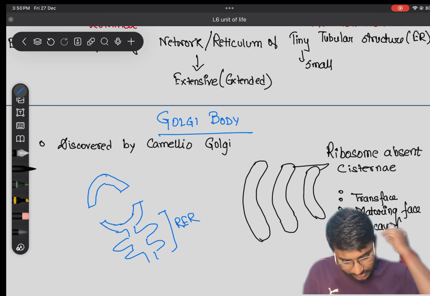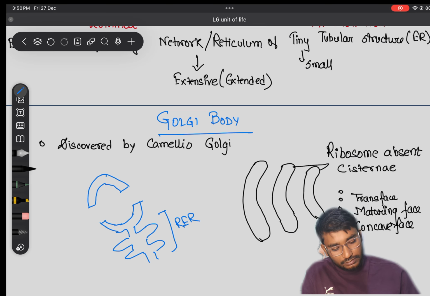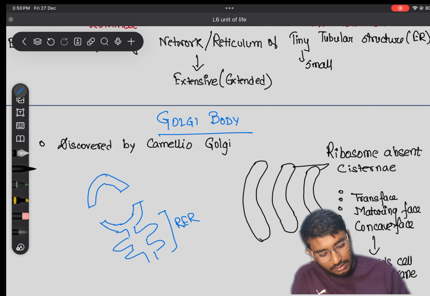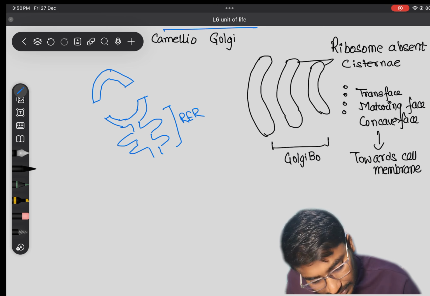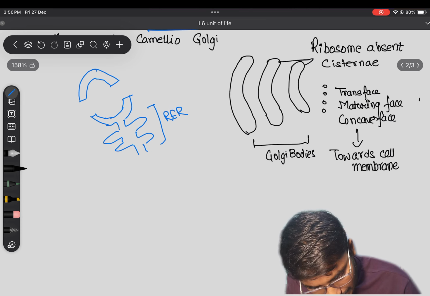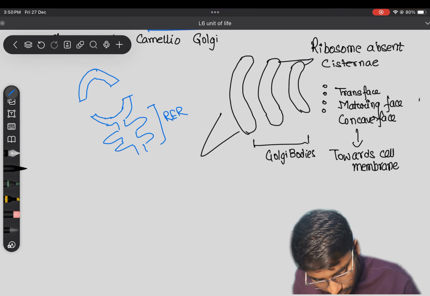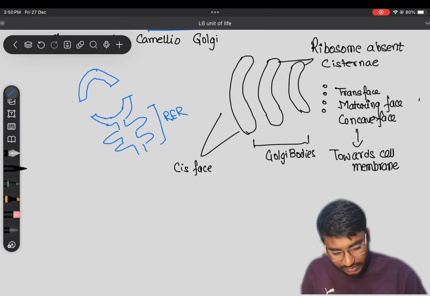phase, all are the same, okay. So these below, towards the cell membrane, these are the Golgi bodies. Okay. Now this phase is the cis phase. This is the cis phase, the cis phase and forming phase.